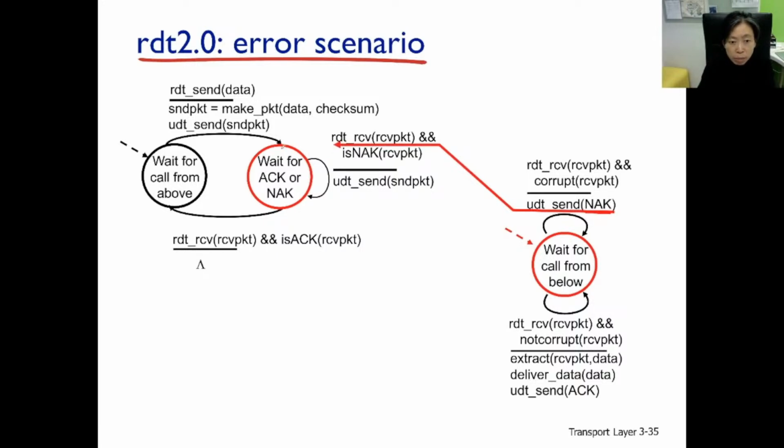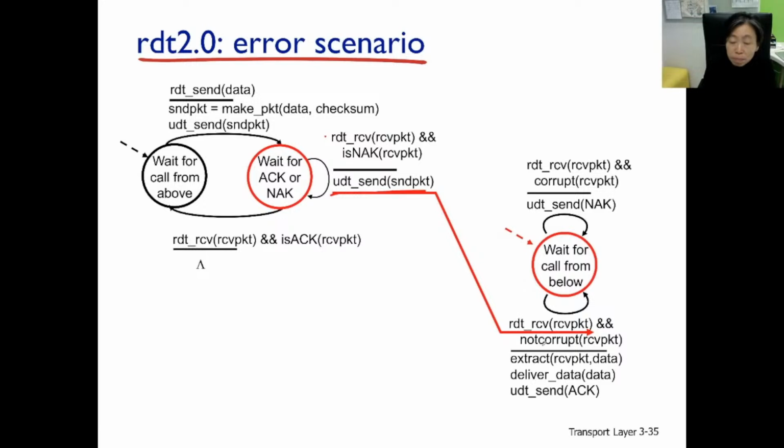So the sender, waiting in the wait for ACK or NACK state, then gets a call from below. It's checking and finds that it's a NACK, not the ACK. Therefore, this transition matches and is triggered, and this action is taken. So UDT send packet is what? Retransmission of the send packet generated earlier. The sender stays in the wait for ACK or NACK state. So this is taken and the packet is sent again.